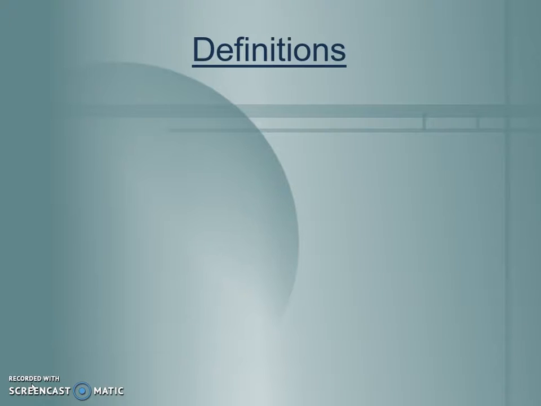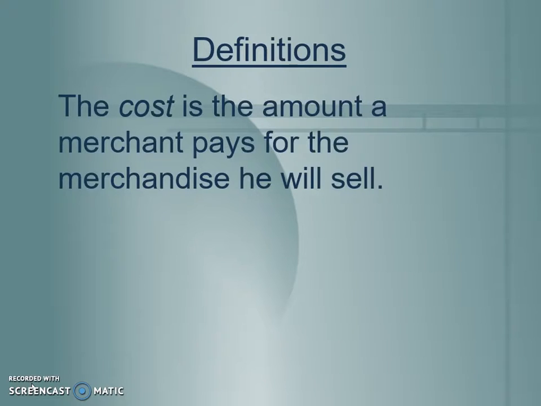Then we have some definitions, and there are quite a few of them, so take your time pausing the video, writing them down to make sure that you are taking advantage of this opportunity and really getting to understand these parts of money. The cost is the amount a merchant pays for the merchandise he will sell. The merchant's just another person or another name for seller or the person who owns the business. So the cost is the amount the business owner pays for what he's going to sell.